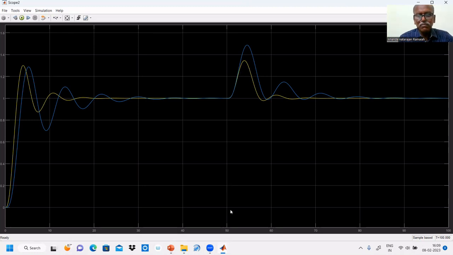At the 50th second, we gave a disturbance to the process. Less overshoot for the PID controller compared with the PI controller, settling time is better, decay ratio is better. Decay ratio is very much improved. So derivative mode improves the settling time, rise time, and overshoot. So these are the advantages of using derivative mode.